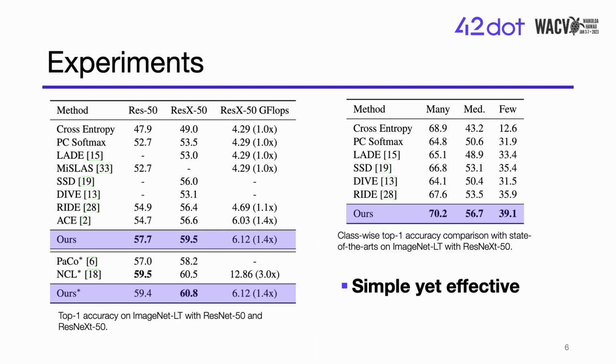We compare the proposed method with recent approaches on several long-tail recognition benchmarks. The table on the left shows that the proposed method outperforms state-of-the-art methods by a large margin on ImageNet-LT. Furthermore, as shown on the right, our method even improves the performance on the many-shot subset and surpasses all other methods on all category subsets.